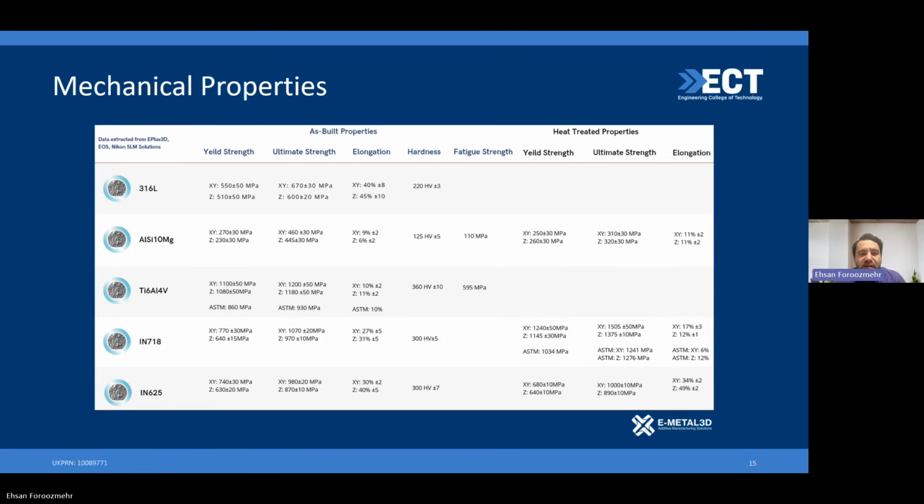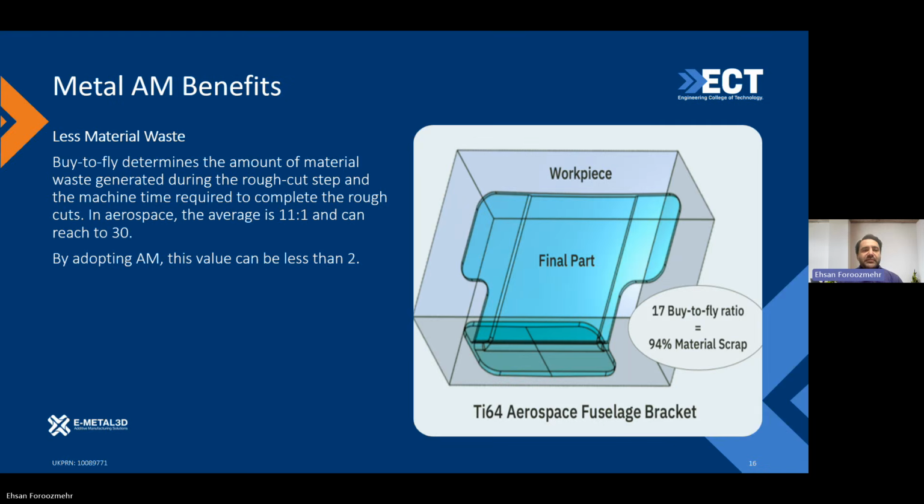That 316, for example, shows over 40% elongation at the same time, which is a very high value. On other materials, even titanium, at 1200 megapascal of ultimate strength, it provides 10% and higher elongation, which is again a very interesting number for the designers who want to use this technology.